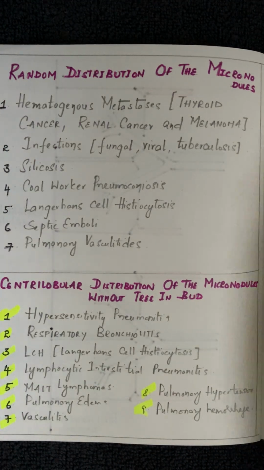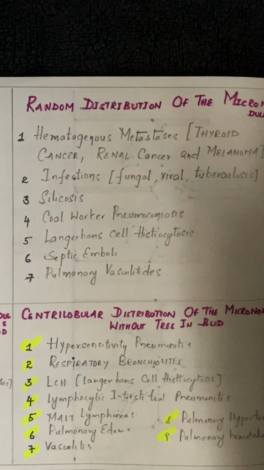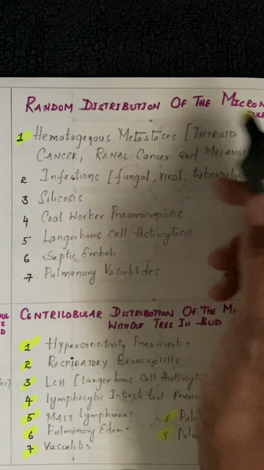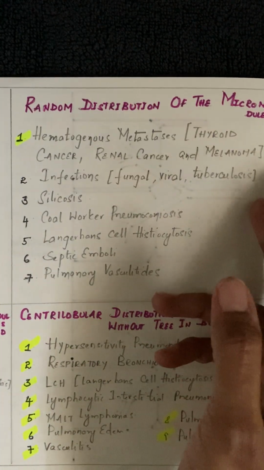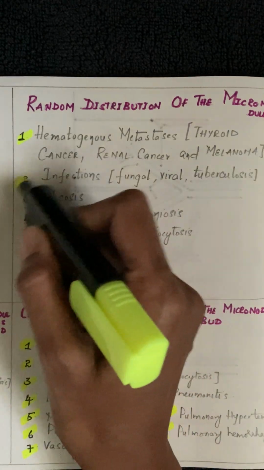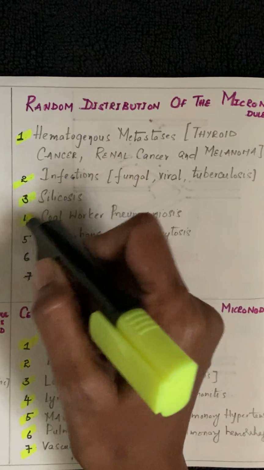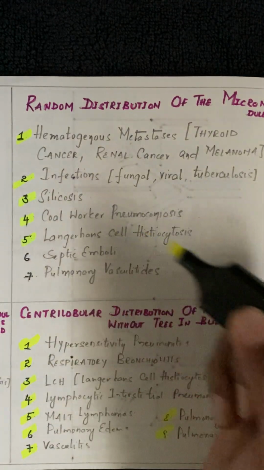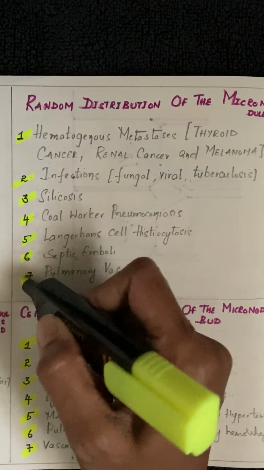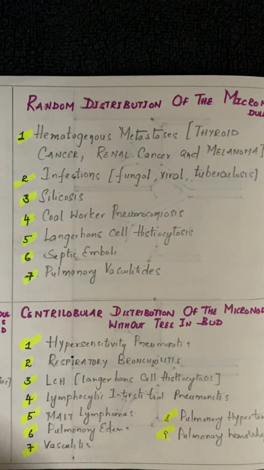Coming to random distribution, we have hematogenous metastasis of thyroid, renal, and melanoma, infections such as fungal, viral, tuberculosis, silicosis, coal worker's pneumoconiosis, Langerhans cell histiocytosis, septic emboli, and pulmonary vasculitis.